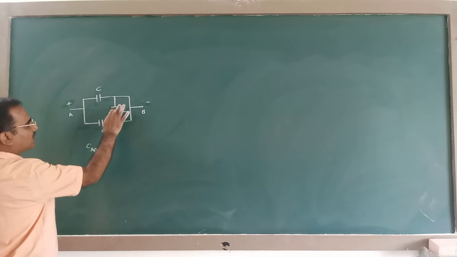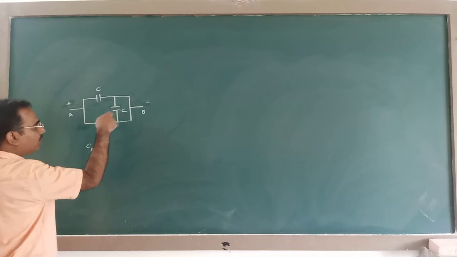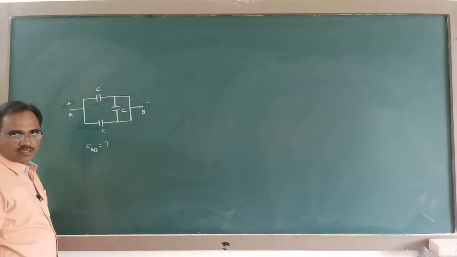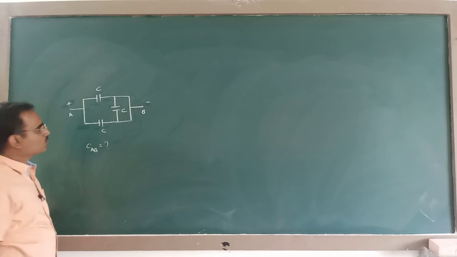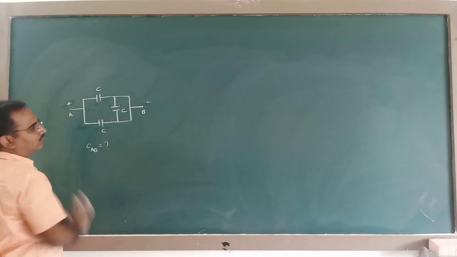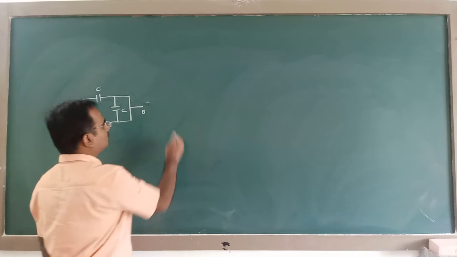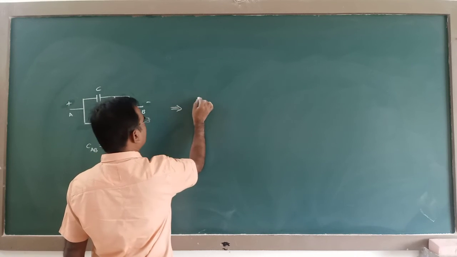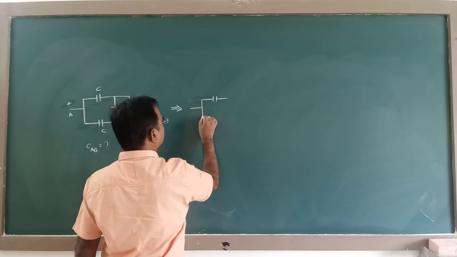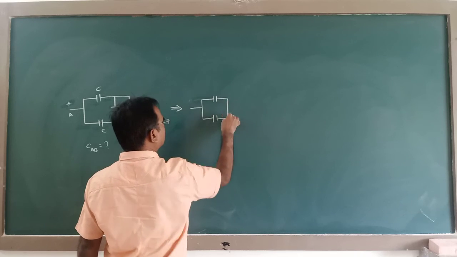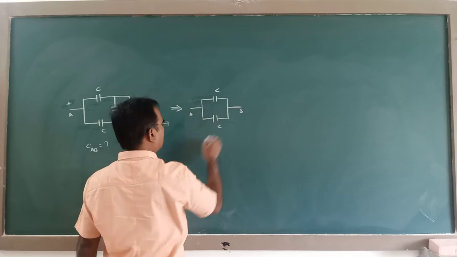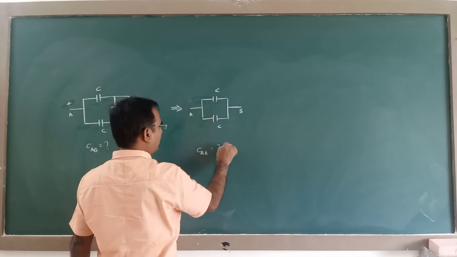That means when two plates get similar type of charge, the system does not function like a capacitor. So the effect of this capacitor is nil. It can be removed. So this circuit reduces to this form now. C and C are in parallel. So CAB will become equal to 2C.